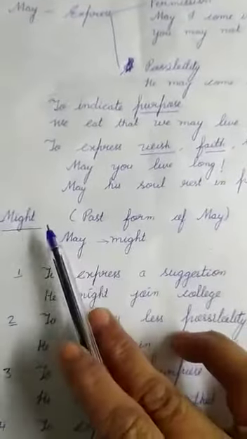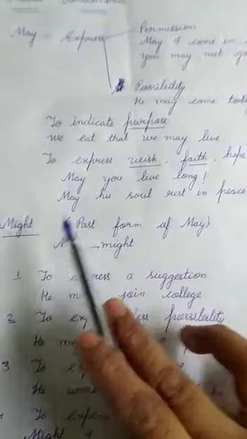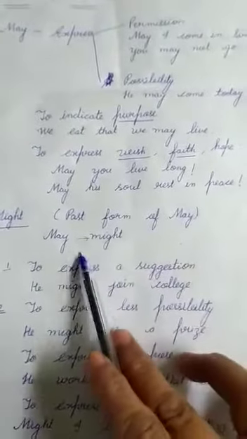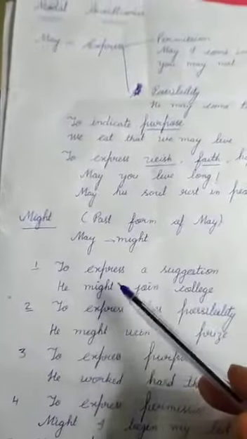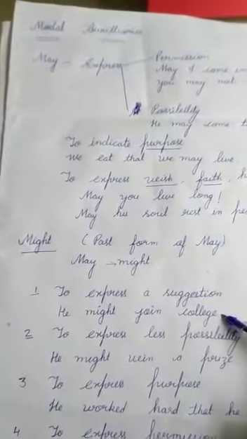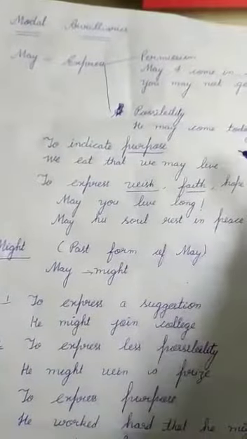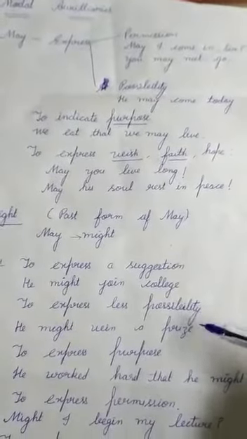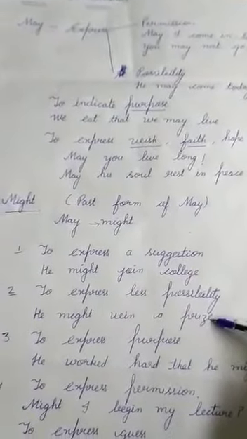The next is might. As we know very well, might is the past form of may. May, might. So it is also used to express a suggestion. He might join college. To express less possibility. May is used for strong possibility and might is used to express less possibility. He might win a prize.